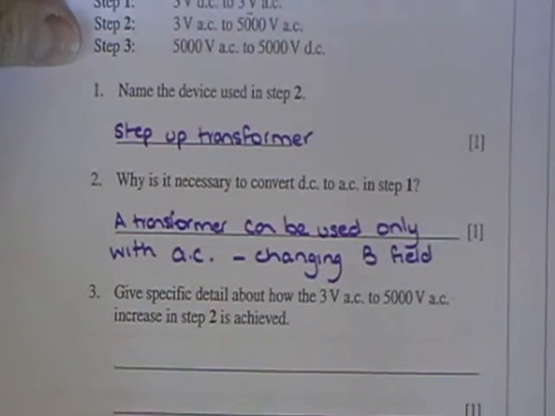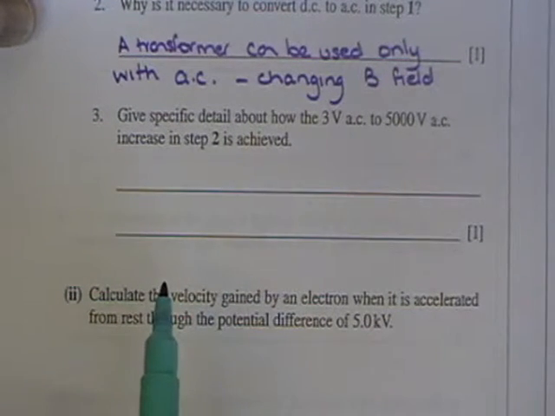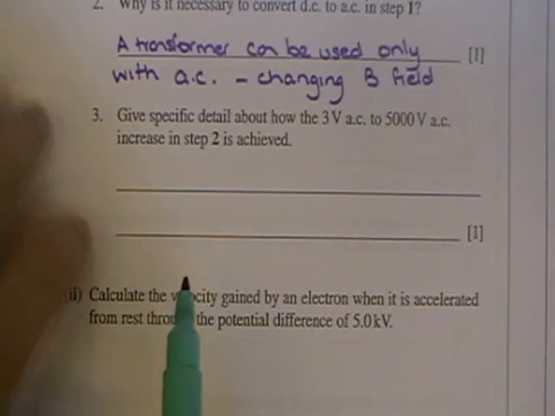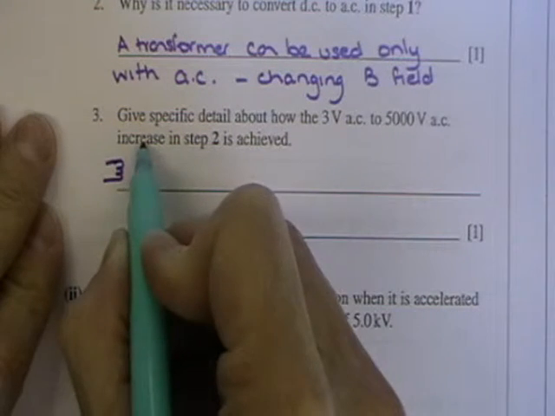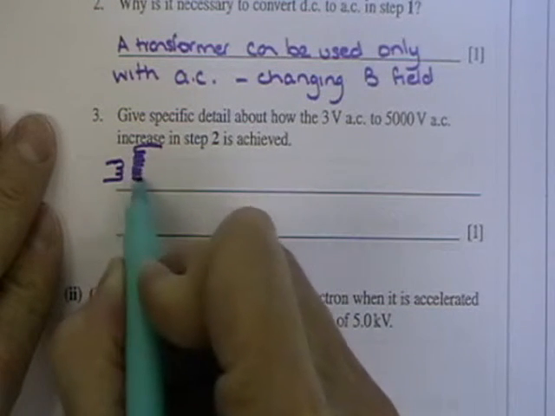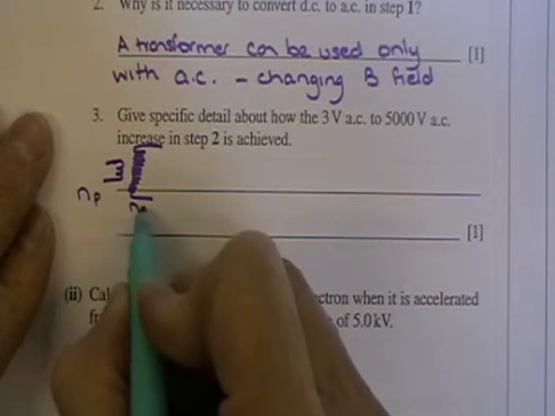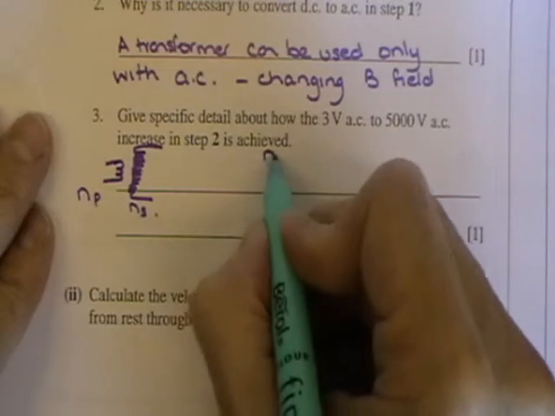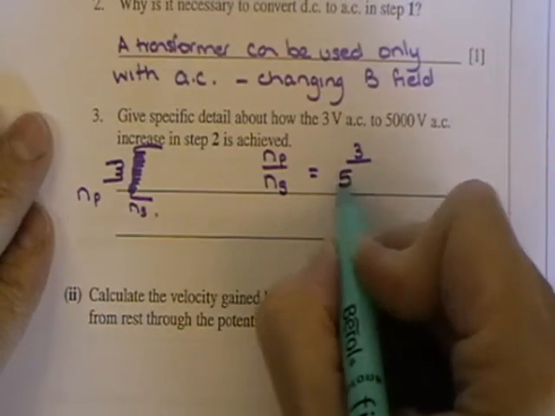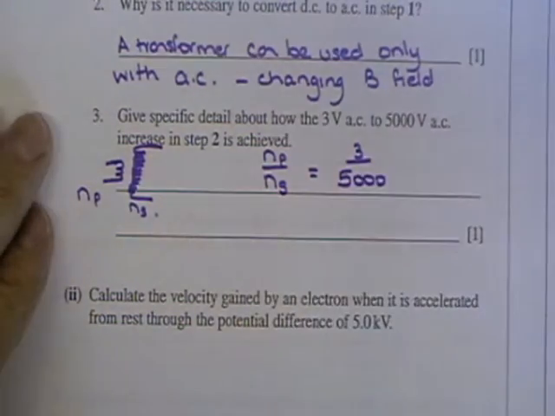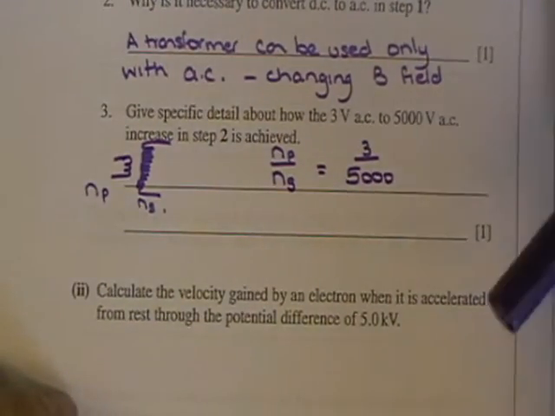Give specific detail about how 3 volts AC is converted to 5000 volts AC in step 2. So what you have is a primary transformer with fewer coils and a secondary transformer with a lot more coils. So the ratio of the number of coils in the primary over the number of coils in the secondary is equal to 3 over 5000. It's really the ratio idea that they're looking for there.